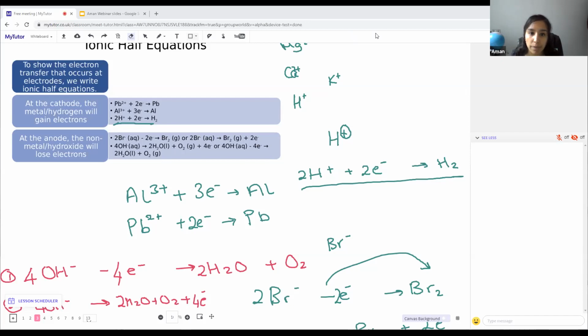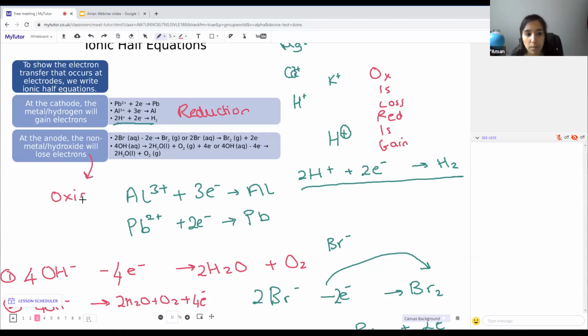Good, it's reduction. So oil rig: oxidation is loss, reduction is gain. So at the cathode, we've gained 2 electrons. That means at the cathode, reduction is taking place. At the anode, we're losing electrons, and therefore at the anode, oxidation takes place. And I've seen exam questions ask that, so just to ask you what's happening at each electrode, is it oxidation or reduction? I fully recommend just using the mnemonic to help you.